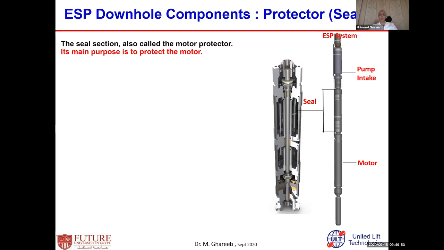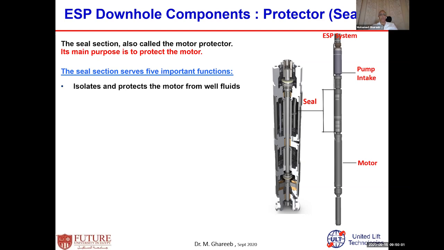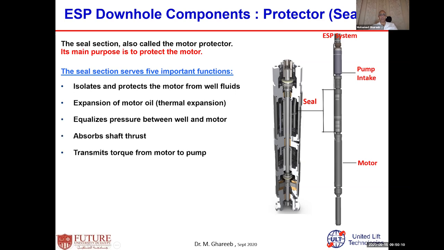Protect the motor from what? From different things. First of all, there are five things. There are more than that, but initially there are five. First, isolate and protect the motor from well fluids, so it does not allow the well fluids to reach the motor. Second, expansion of the motor oil.